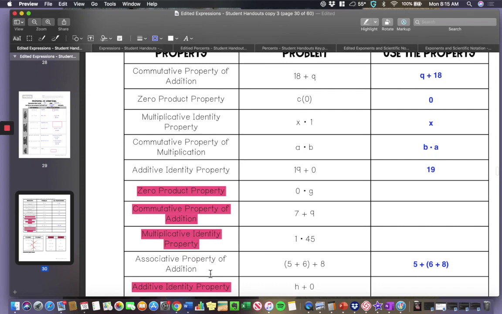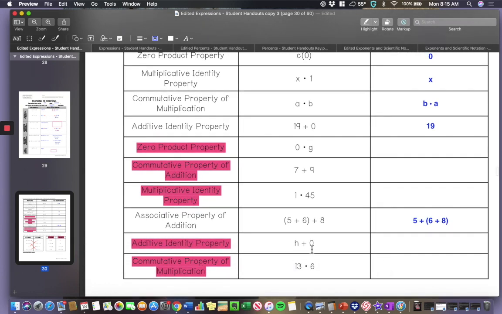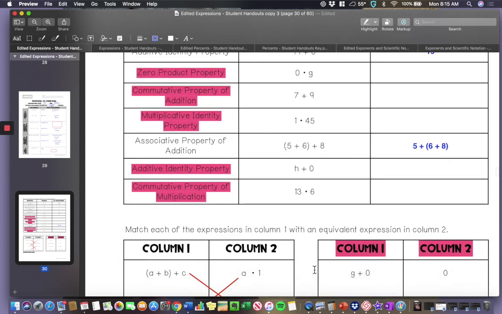And then for the associative property of addition, we have 5 plus 6 first in our grouping symbols plus 8. And when I use that associative property of addition, I'm going to take my grouping symbols and just move them around different numbers to give me an equivalent or equal expression. The bottom two you're going to do on your own.